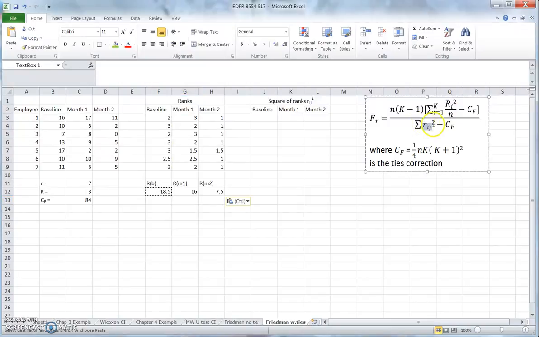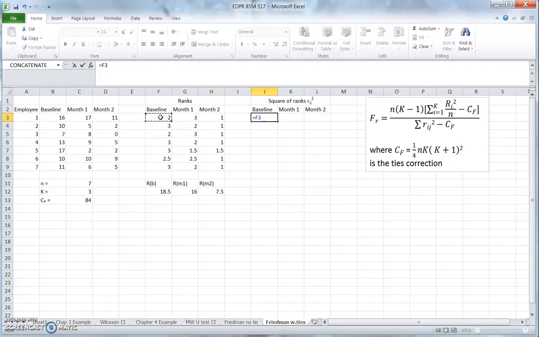Next is this, little rij. This is the square of ranks for each individual score. So I'm going to do this. I know for the first score, the rank is 2 in the observation, and take a square of itself.